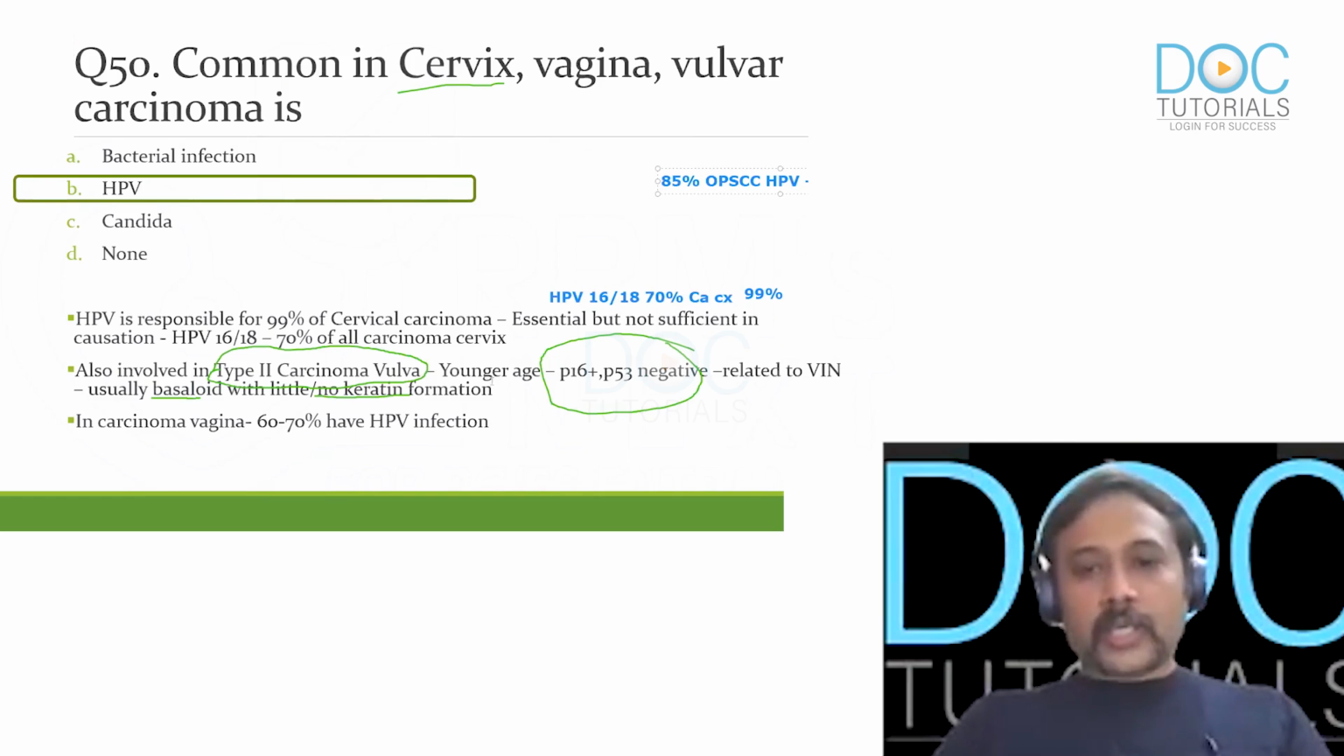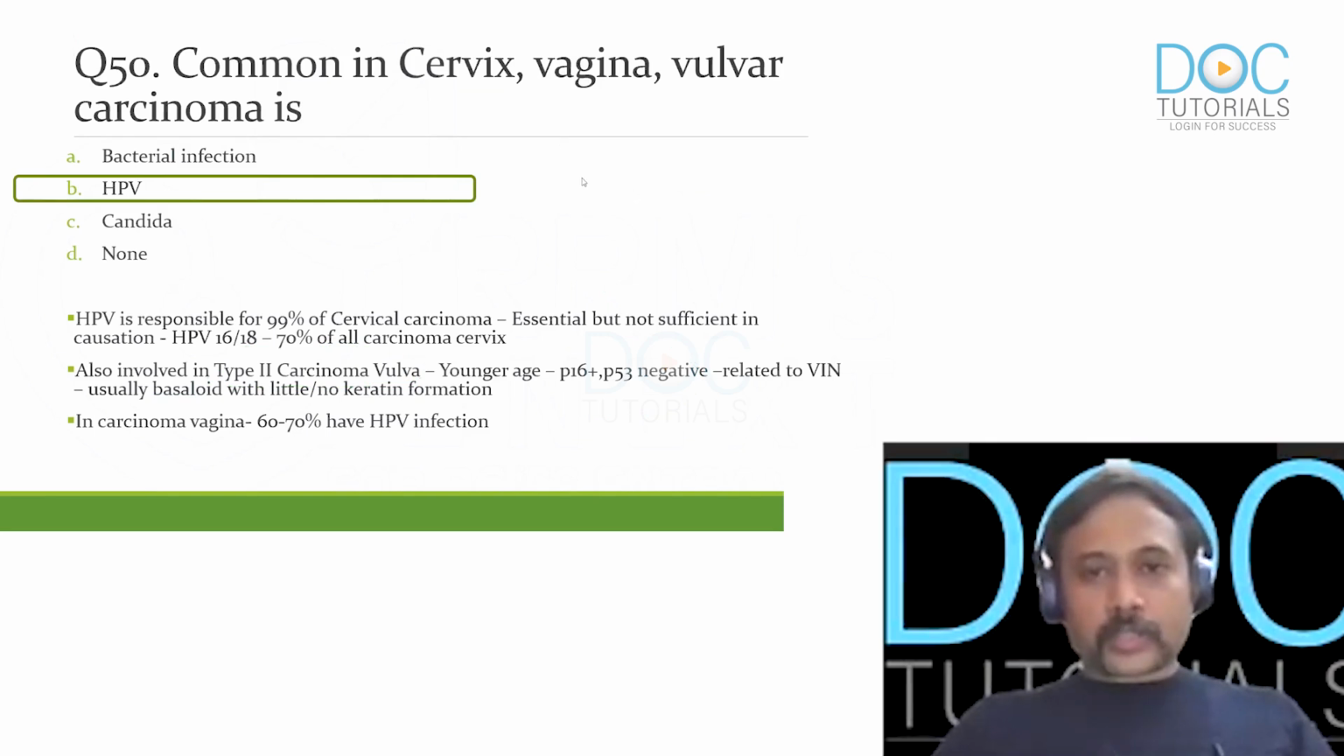And if you take up the carcinoma of the vulva, it is somewhere around 50%, 60%, various numbers are quoted. And in carcinoma of the vagina, if you look at it, around 60 to 70% are associated with an HPV infection. So all of these are associated with HPV. Okay, so that is going to be the key factor that you need to remember here. All these are going to be related to your HPV infection in various proportions.